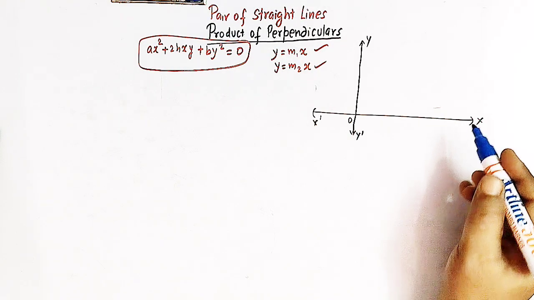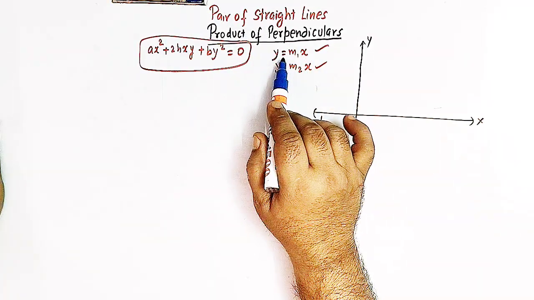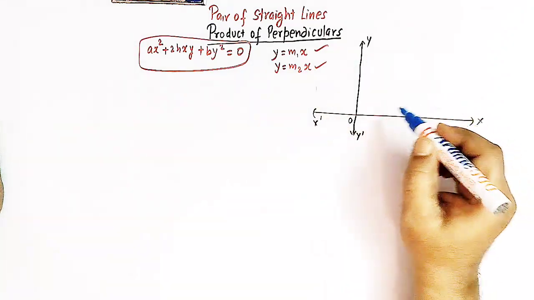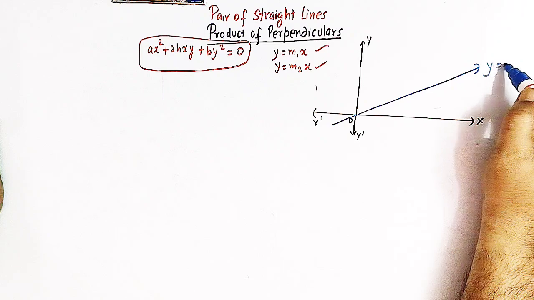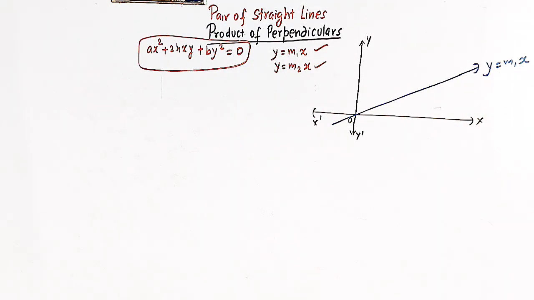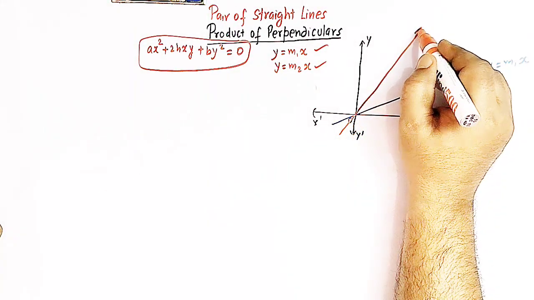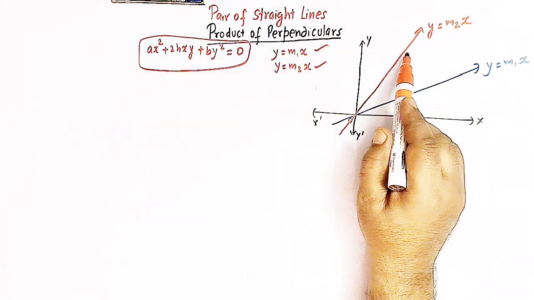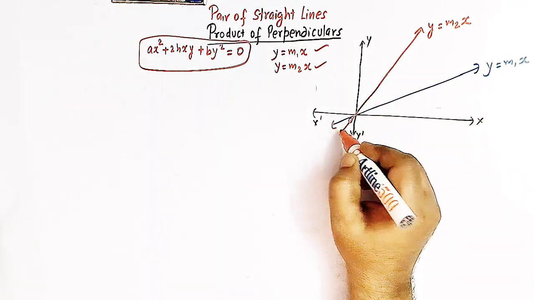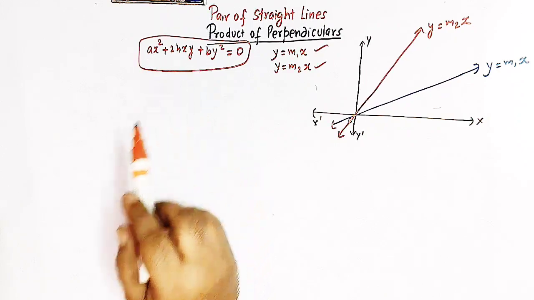Now consider the rectangular coordinate axis, and let us represent these two lines, y is equal to m1x and y is equal to m2x. Suppose this is our line y is equal to m1x, which passes through the origin, and let us consider the second line like this. Suppose this is our line y is equal to m2x. And the combined equation of these two lines is given by this second degree homogeneous equation.